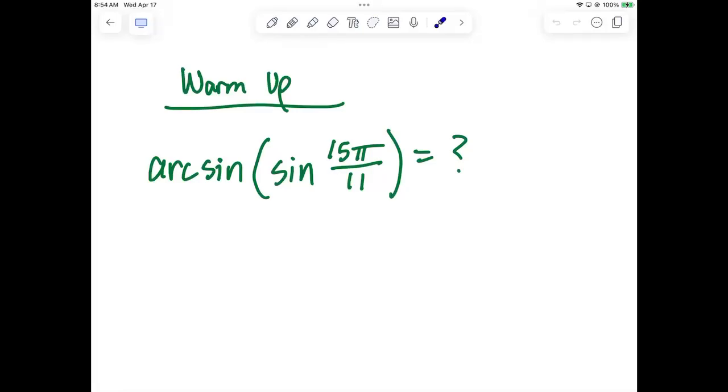Arc sine of sine of 15 pi 11ths. These are inverse functions of each other, would you agree?